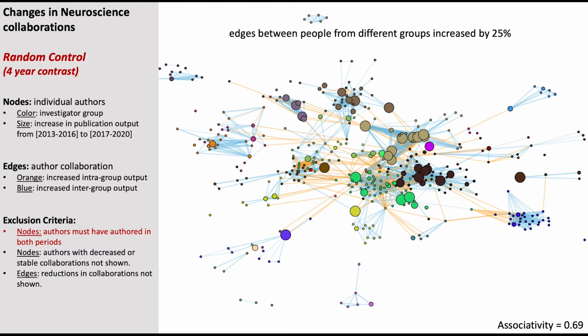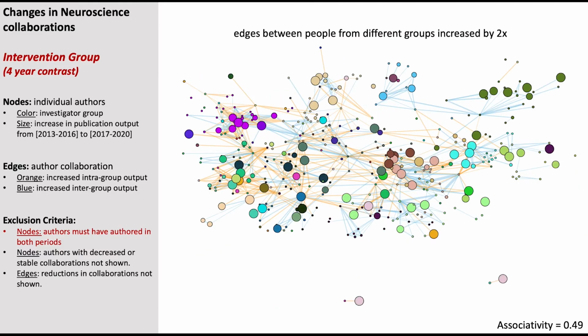Now, when you compare this against the intervention group, those are the people who received this award that was specifically supposed to help them figure out how to collaborate more effectively. Look at the difference here. I'll pan back and forth, and you can see it with your eyes.